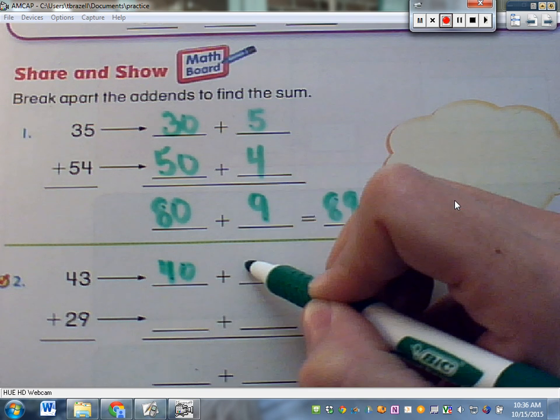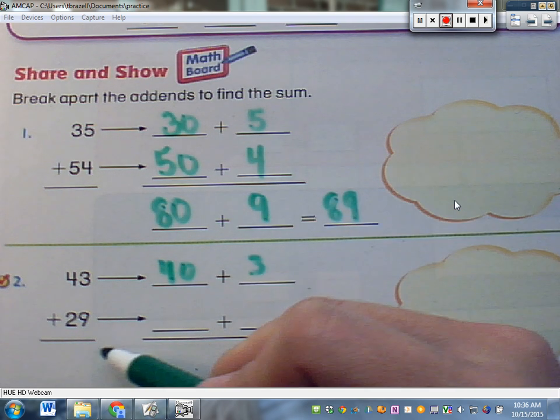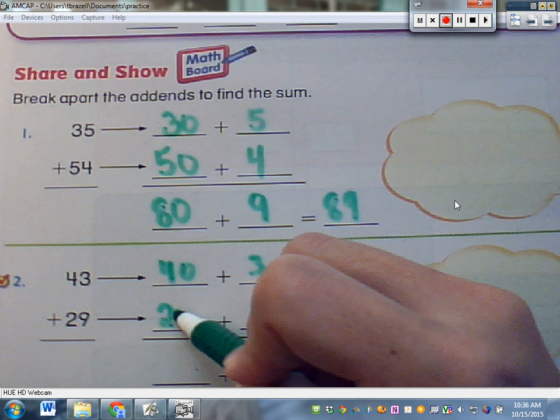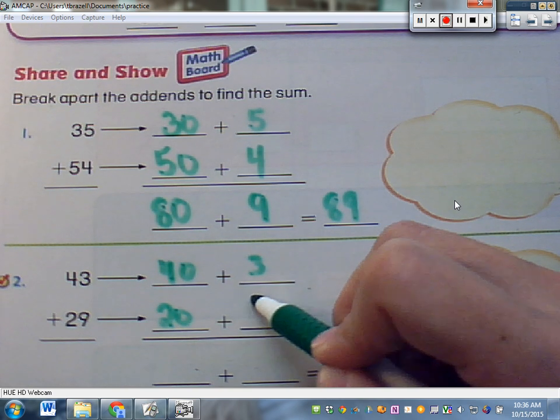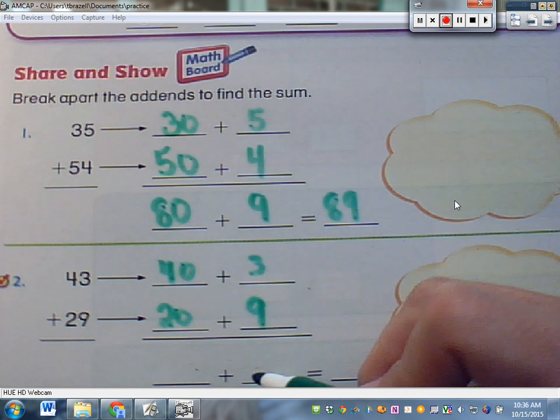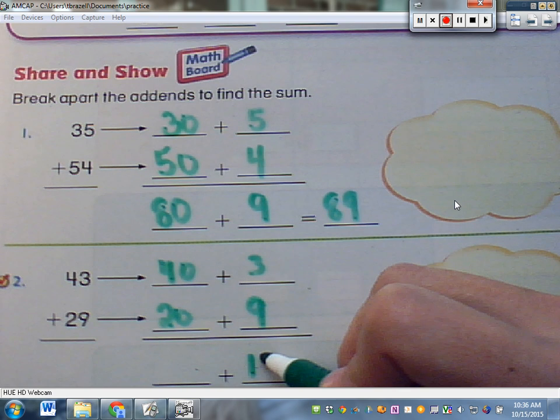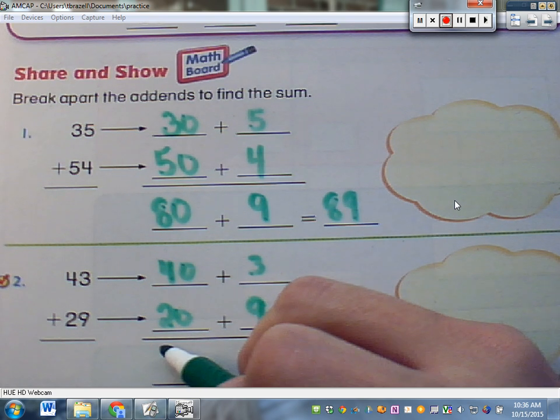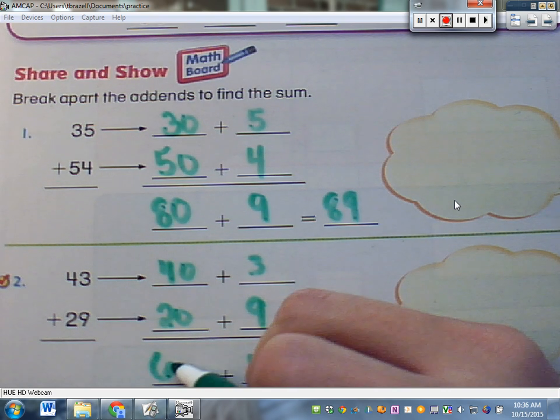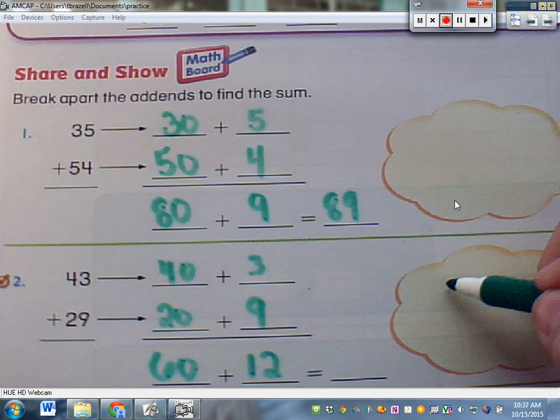So now we have 43, so we're going to expand that out. 40 plus 3, and 29 is 20 plus 9. 9 plus 3 is 12. And 20 plus 40 is 60. And this is where you can use your cloud over here.